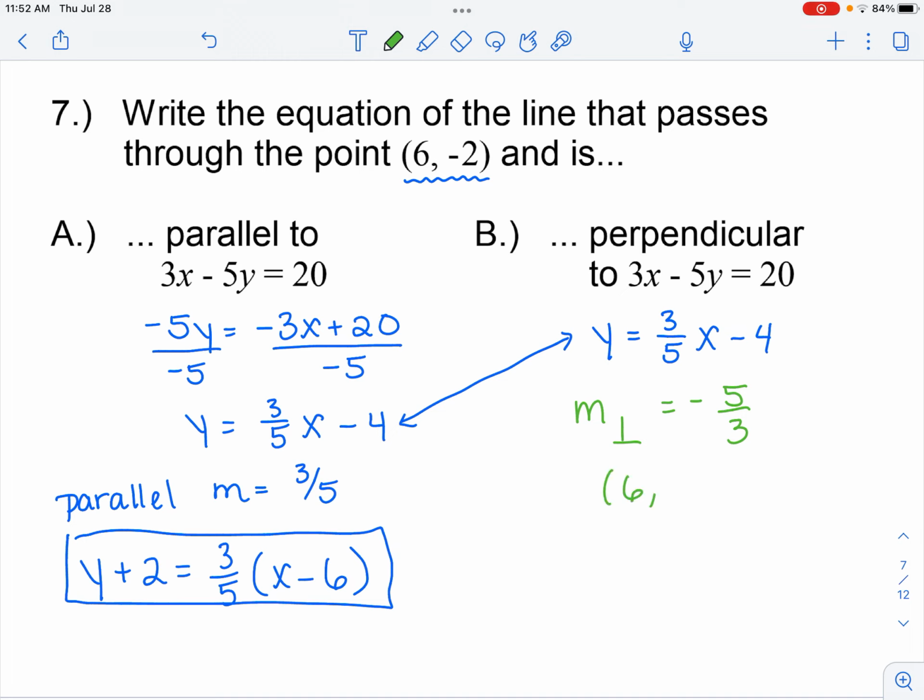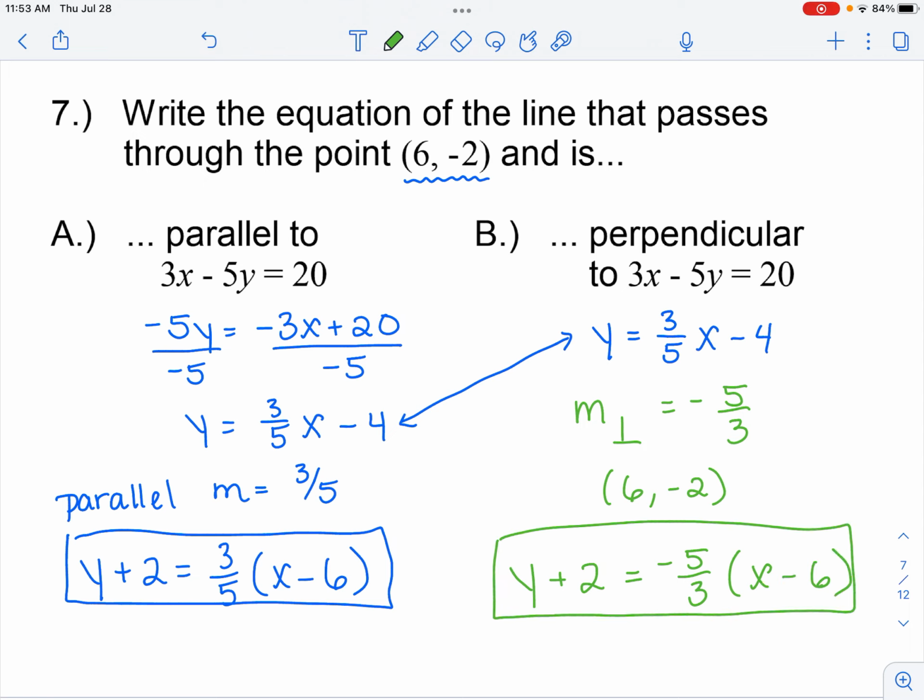Remember, the coordinate point is (6, -2). So now when I write my equation, I do y minus the y value, minus -2 is plus 2, equals the new perpendicular slope, -5/3, times x minus the x value, okay? So there's my perpendicular, okay? And the beautiful thing about point slope is once I write one, it's very easy to write the other. It looks exactly the same, just the slope is different, right? That's parallel and perpendicular lines.